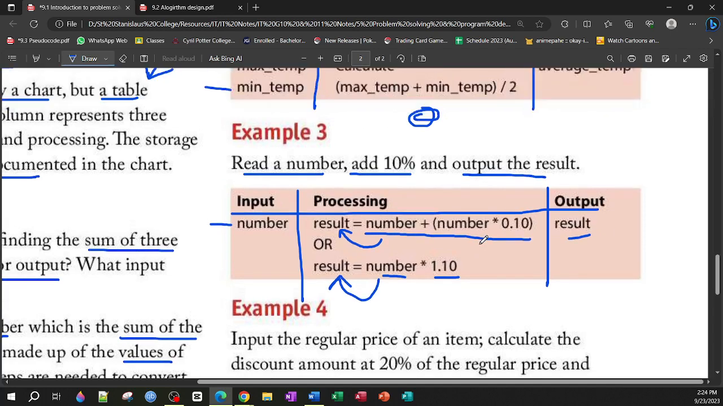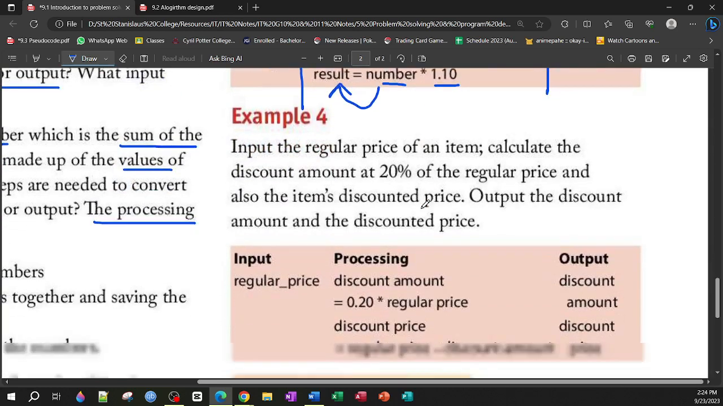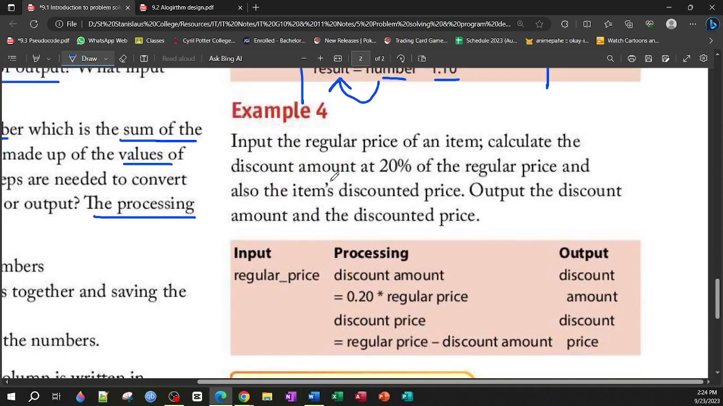All right, are you guys clear on this example here? Any issues with it? No, sir. All right. Final example.